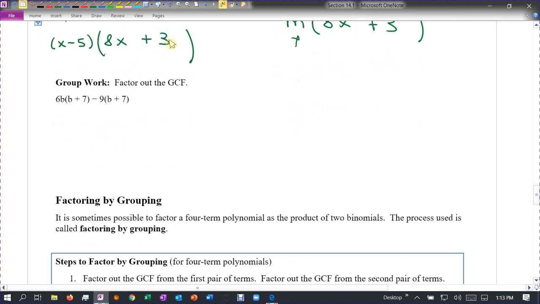Okay, next one, I'm going to work through this one. So we have this and this, that's in common in both, so I'm going to pull that out front. And then enough space for 2 things, and then I just need to see what's missing. So I have a 6b here. The only thing missing here is a minus 9. And that is it.